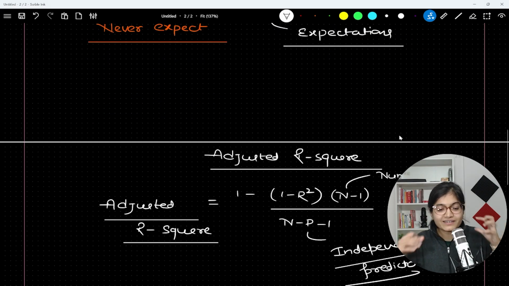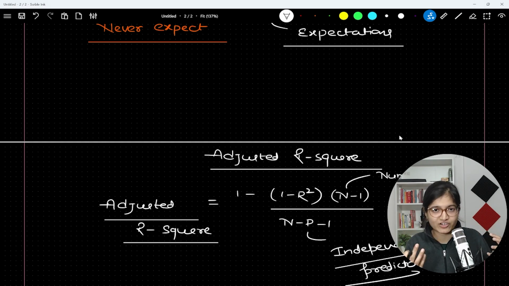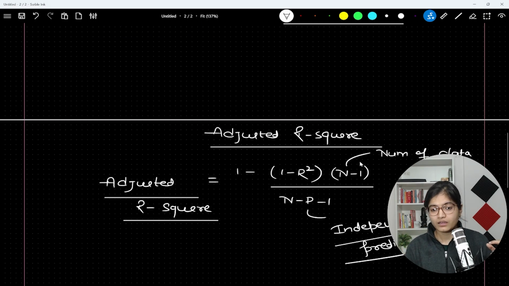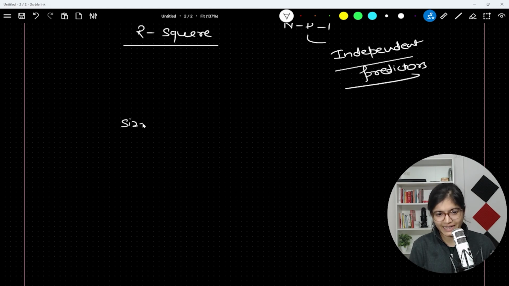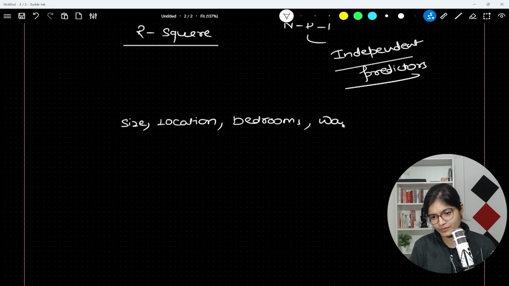Now here try to understand why there is a need to calculate adjusted r square and what it is doing. First of all, let me try to explain in layman's terms. For example, let's say the same problem. I want to predict the price of a house, and in future I will have more independent features. For example, just now I talked about having a single feature, maybe size. But in future, let's say I will have more features like the location of the house, maybe the number of bedrooms, maybe the number of washrooms.